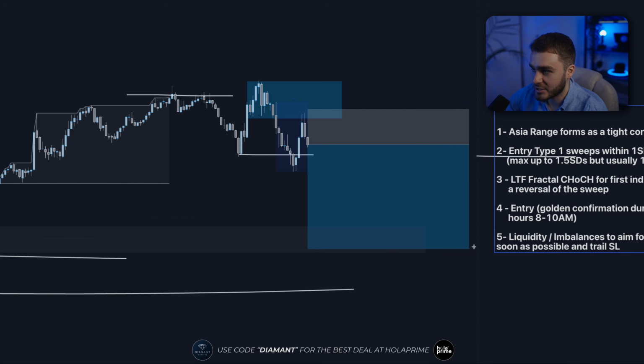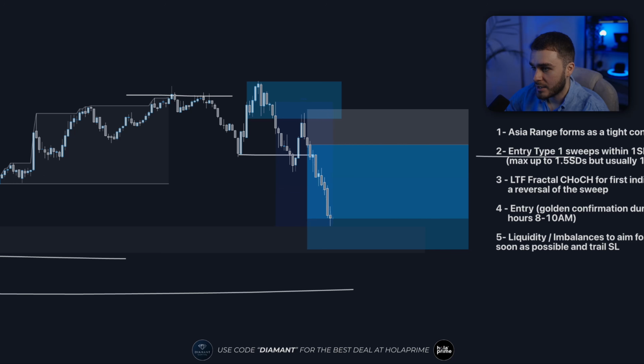Now that this is actually entered, all I'm simply going to be looking at is trying to move my break even as soon as possible. So let's see how this actually turns out. Price starts to continue already as it's moving downwards. Again, hits 3 risk to reward.